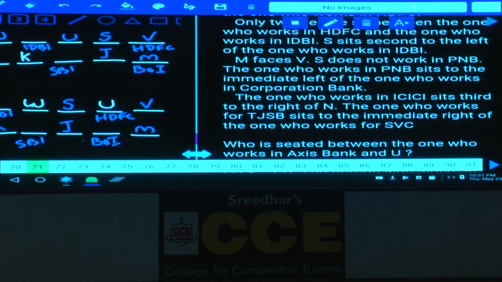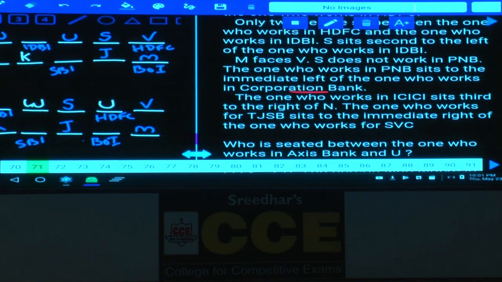M and V are opposite to each other. S does not work in P and B. And the one who works in P and B sits to the immediate left of the one who works in Corporation Bank. P and B is to the immediate left of Corporation Bank. SC is not P and B. As SC is not P and B, what is the only possibility we have?